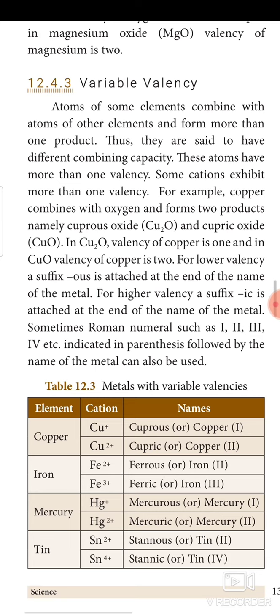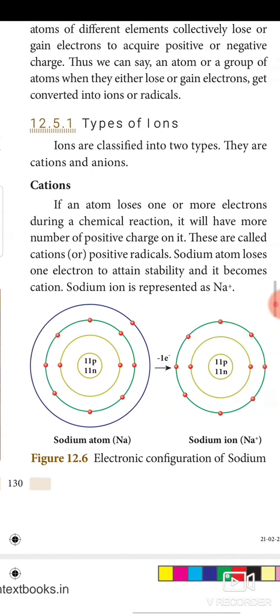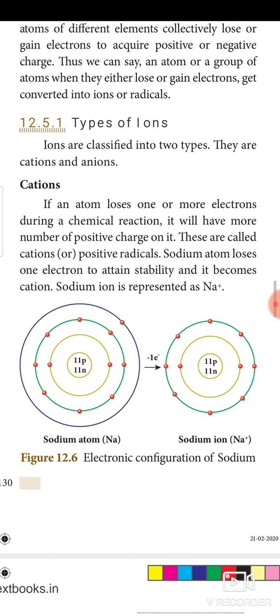Okay, let's see the types of ions next. Ions are classified into two types. One is cations, another one is anions. If an atom loses one or more electrons during a chemical reaction, it will have more positive charges on it. These are called cations or positive radicals. A sodium atom loses one electron to attain stability and it becomes a cation. Sodium ion is represented as Na+.